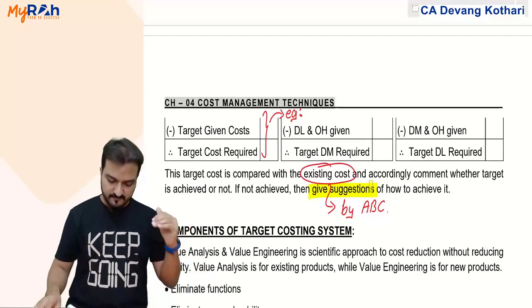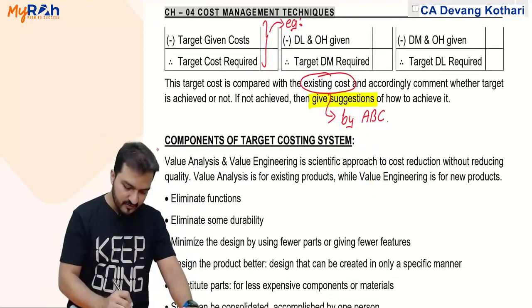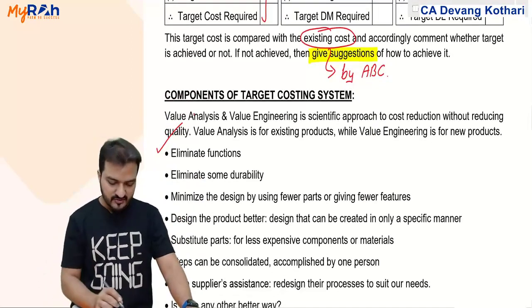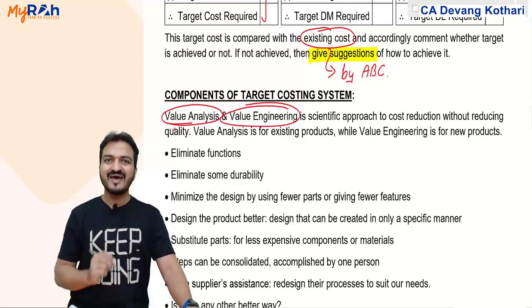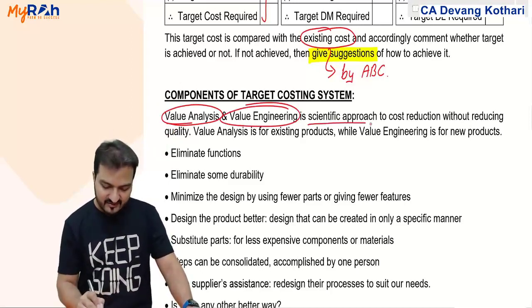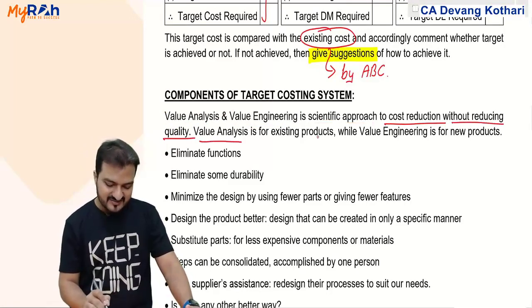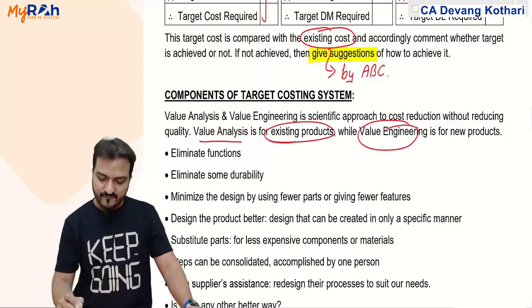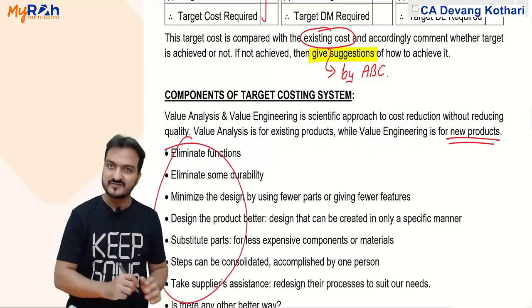Done? Okay. Next theory is about components of target costing system. Well, the target costing system involves two things: value analysis and value engineering. Value analysis and value engineering is a scientific approach to do cost reduction without reducing the quality. The difference is that value analysis is for existing products, while value engineering refers to new products. Ultimately, both of them involve these things.